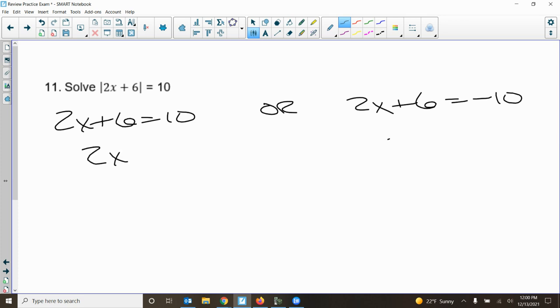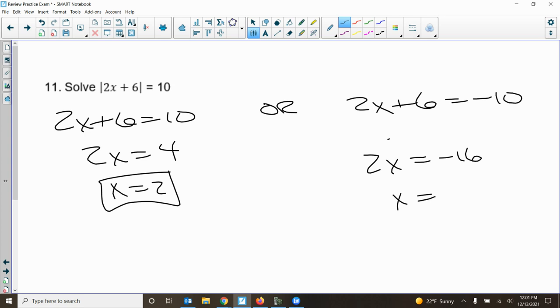Subtract 6, divide by 2. X is either equal to 2, or subtract 6, divide by 2, x is negative 8, either way, okay? And then if you're not confident about that, plug it back in. If you plug in 2 times 2 is 4, plus 6 is 10, absolute value of 10 is 10. 2 times negative 8 is negative 16, plus 6 is negative 10, and the absolute value of negative 10 is 10, okay? So you see why this works by doing the check.